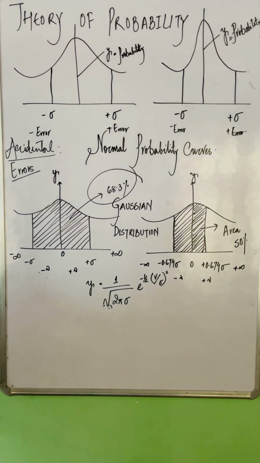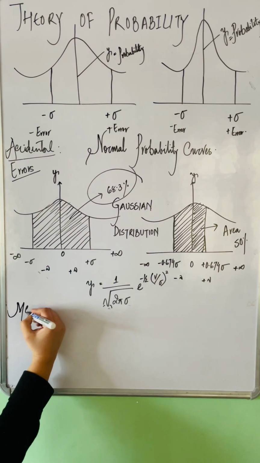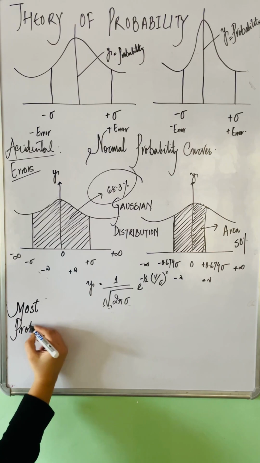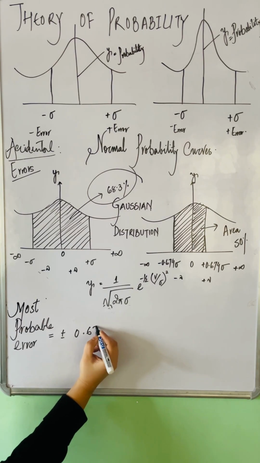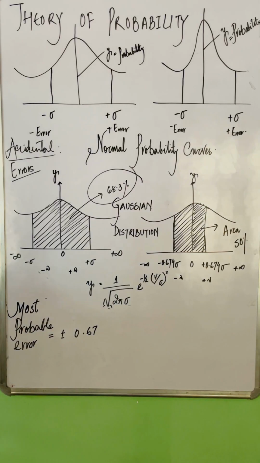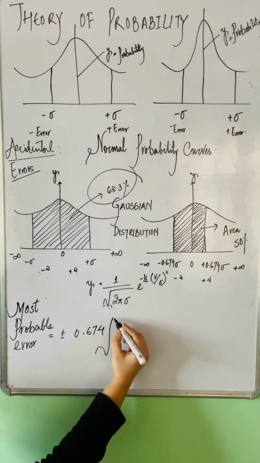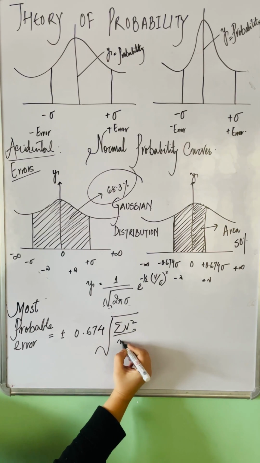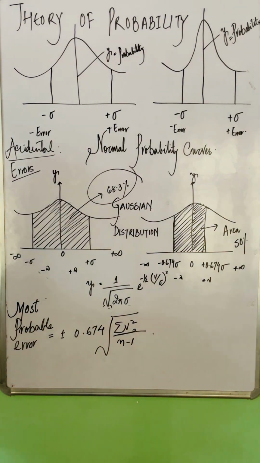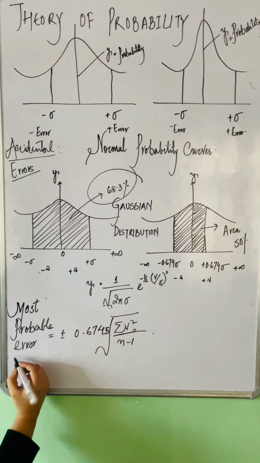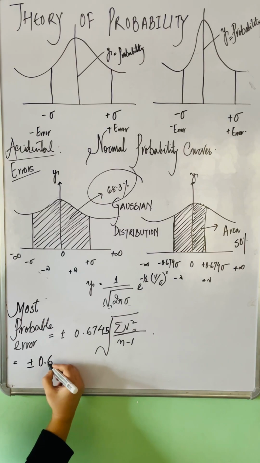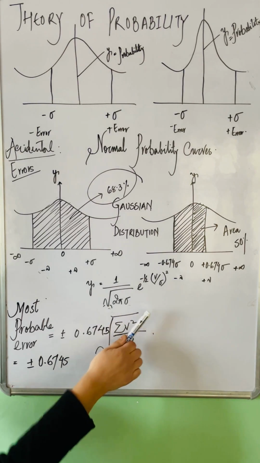All right. And this most probable error is equivalent to plus minus 0.674 under root of summation of v square divided by n minus 1. So this most probable error, you can also write to another nearest digit. It is plus minus 0.6745. What is this? Standard deviation.